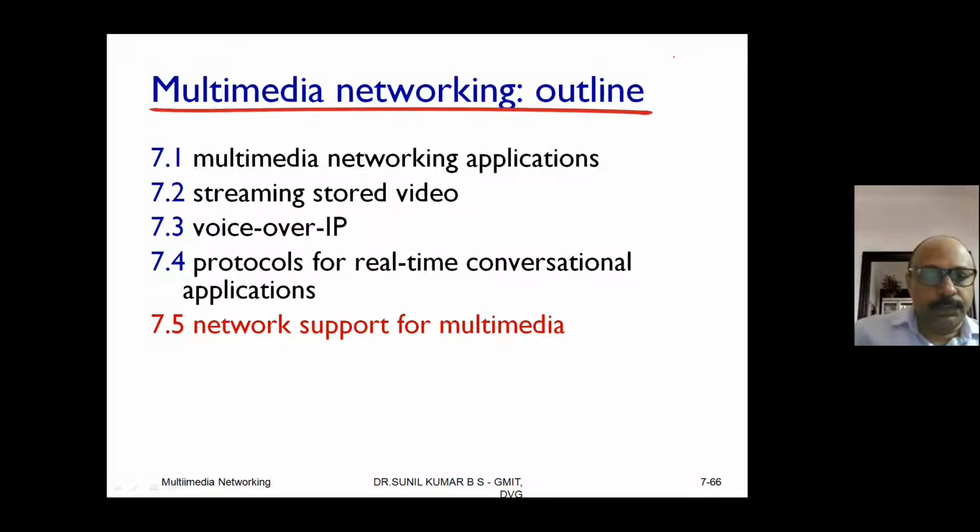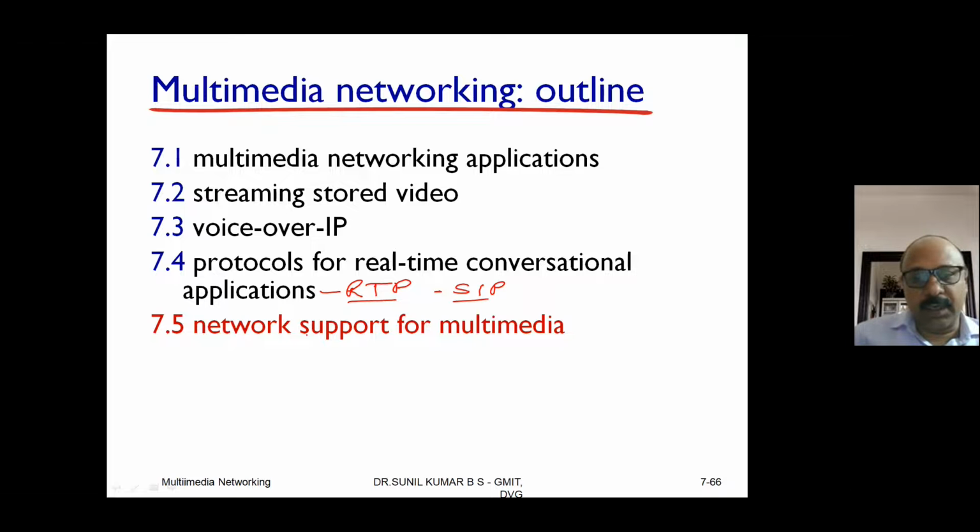Good morning, all. Today we'll be discussing one more topic, that is network support for multimedia. In the last class, we discussed in detail the protocols for real-time conversational applications, wherein we discussed widely two protocols, RTP and SIP. And we understood the significance of both RTP and SIP.